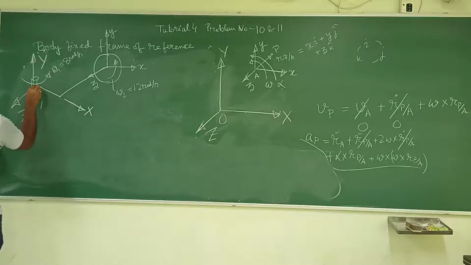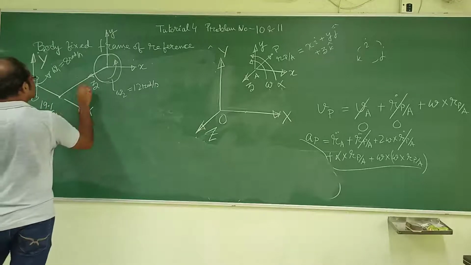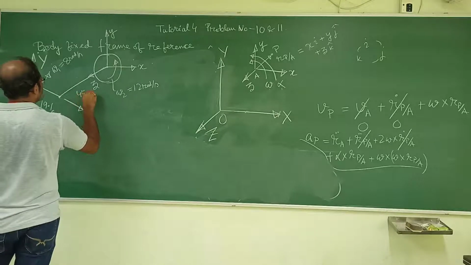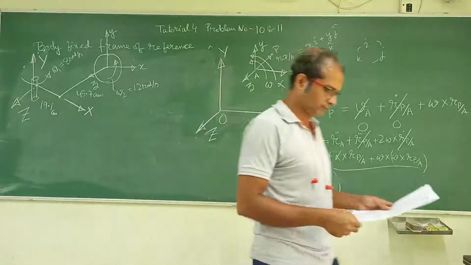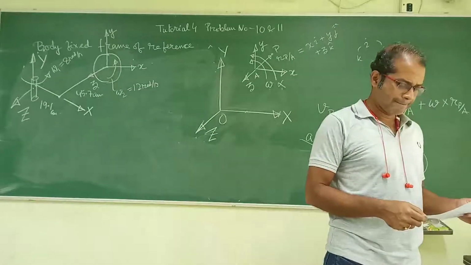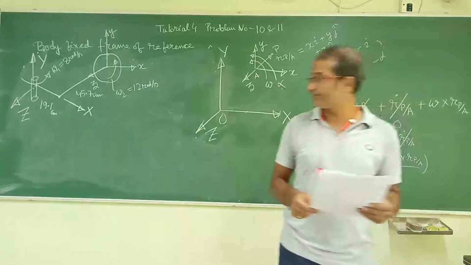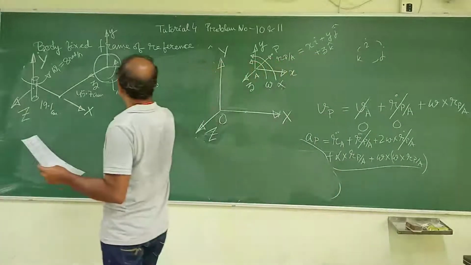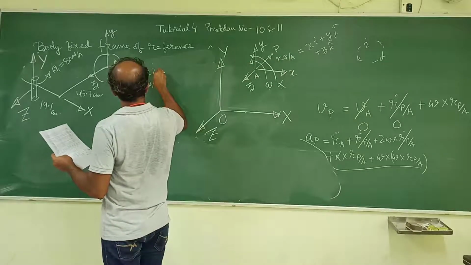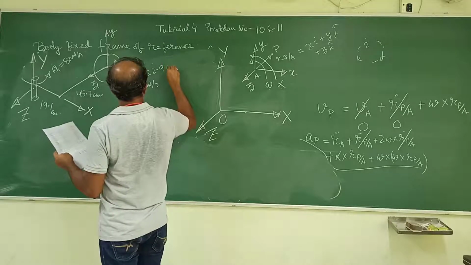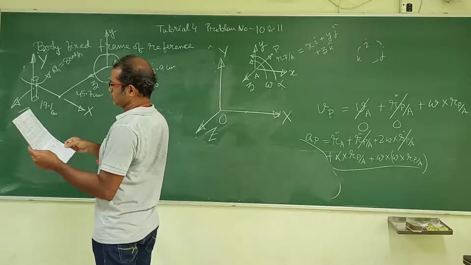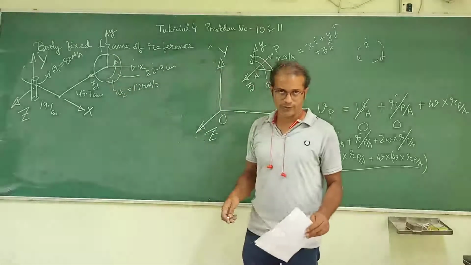distance is, I am just marking it, from this to this it is 19.1 centimeter, and this distance is 45.7 centimeter. And the radius of the disk is 22.9 centimeter. Sure.